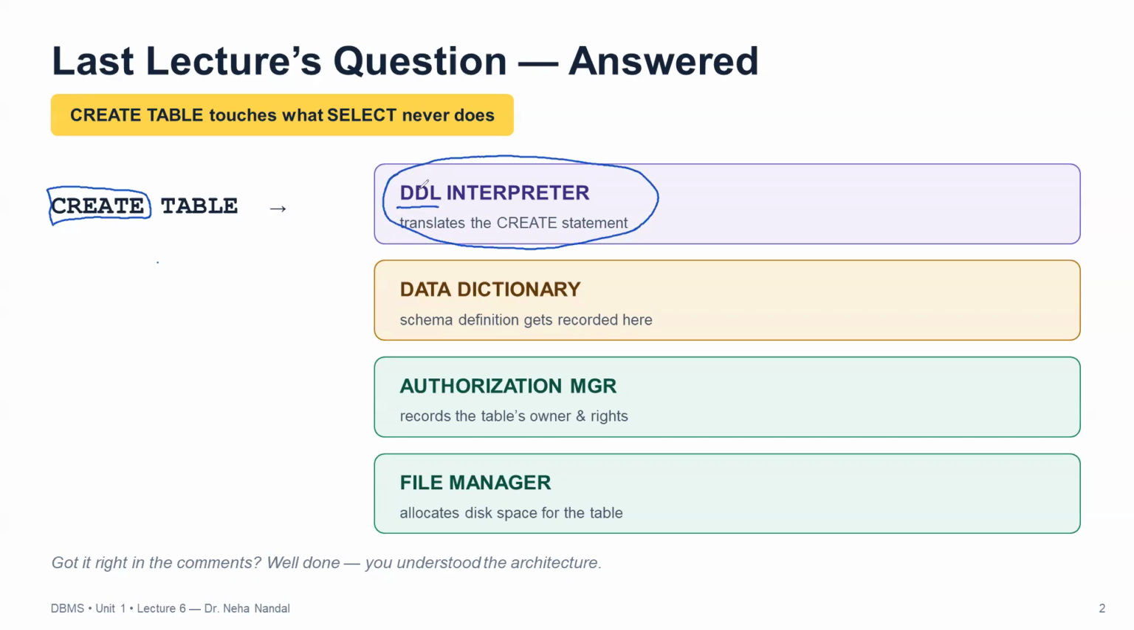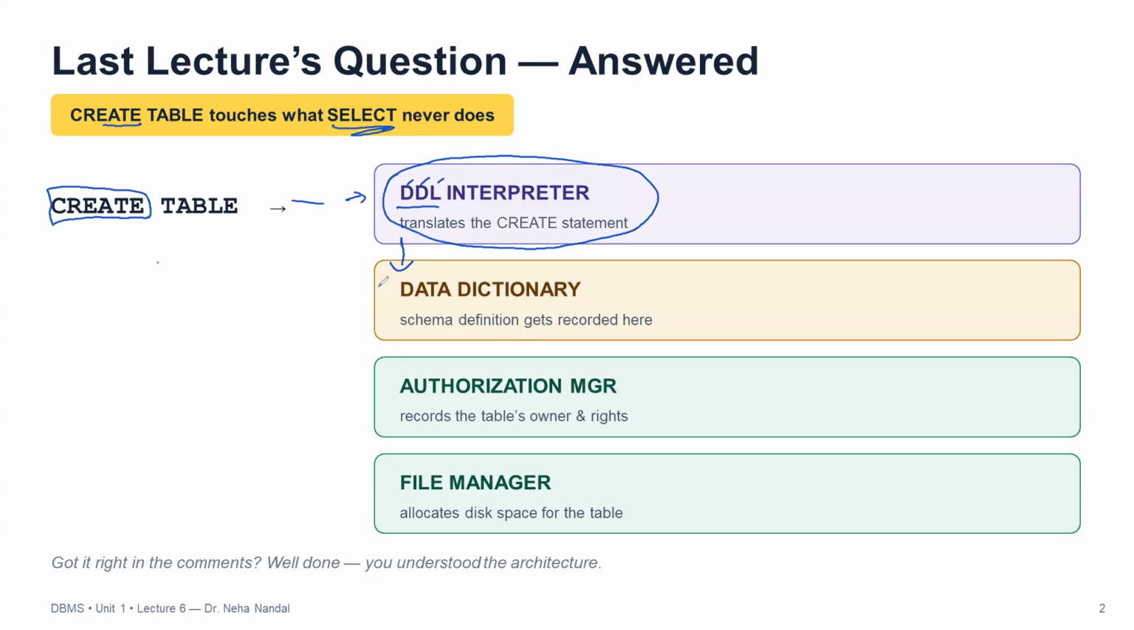DDL is the data definition language, which will come in much more detail in later phases. The one thing we were discussing at that time is that the create command goes to DDL, which the select command will never touch. I hope you remember that part. So what will the interpreter do? The interpreter will record the table's design into the data dictionary.